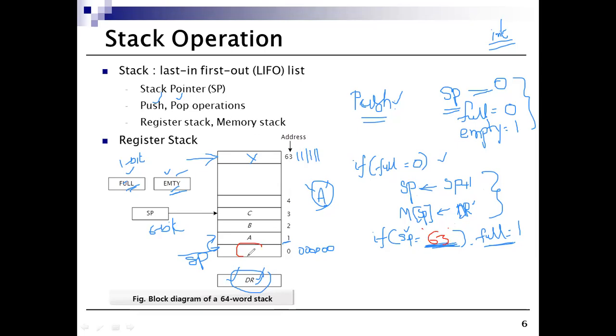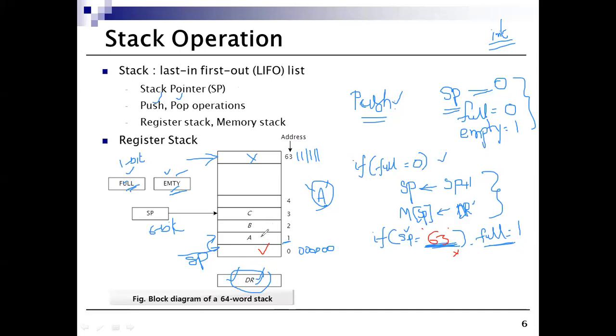I have an empty location here, right? This is my stack, total 0 to 63. I have an empty location here. So if SP is 63, it is not a final condition for setting the full flag. Am I right? Because I have an empty location here. Do you agree? Yes, ma'am. Okay. So what is the valid contents of SP for setting full as 1?